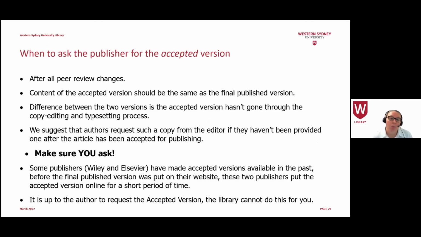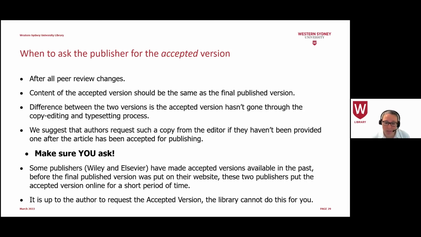Okay, so when to ask for that accepted version? It's after all the peer review changes. The content of the accepted version should be the same as the final published version. There can't be any difference. And it's not been through the copy editing and typesetting process. You need to ask for this from the editor if you haven't been provided with one after it's been accepted for publishing, and it's really important that you ask.